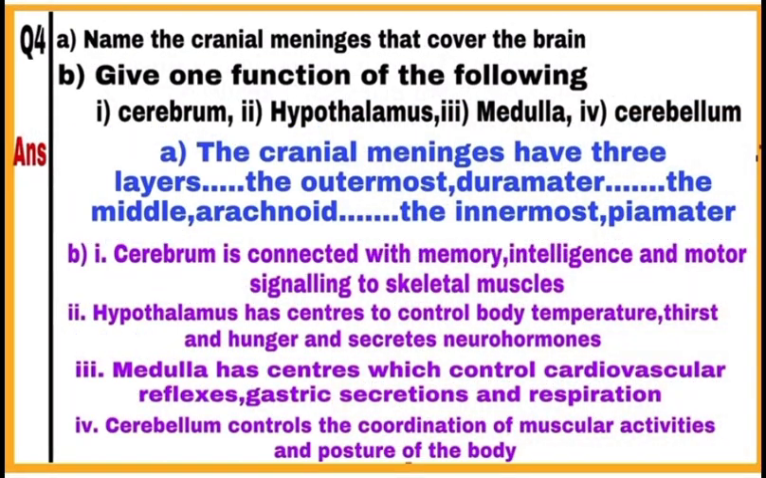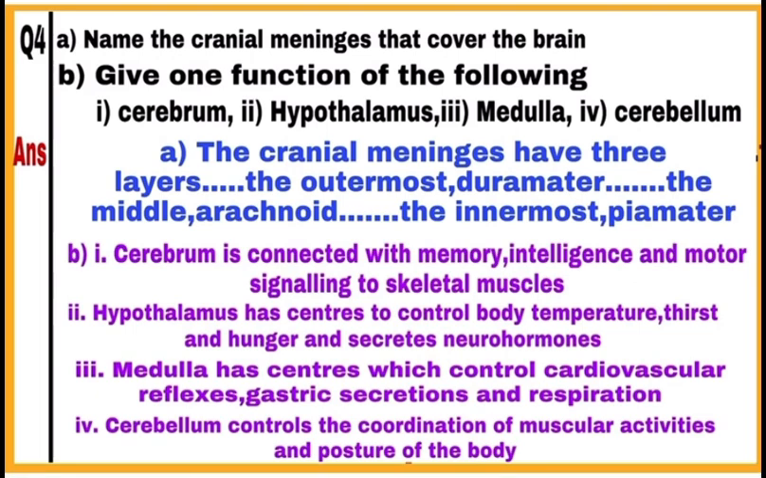Question number 4, part A. Name the cranial meninges that cover the brain. Actually, human brain is well protected by the skull, and inside the skull, the brain is covered with three cranial meninges consisting of outer layer dura mater, middle layer arachnoid and inner layer pia mater.